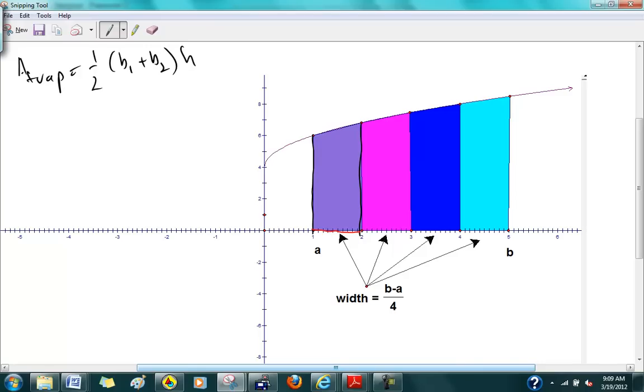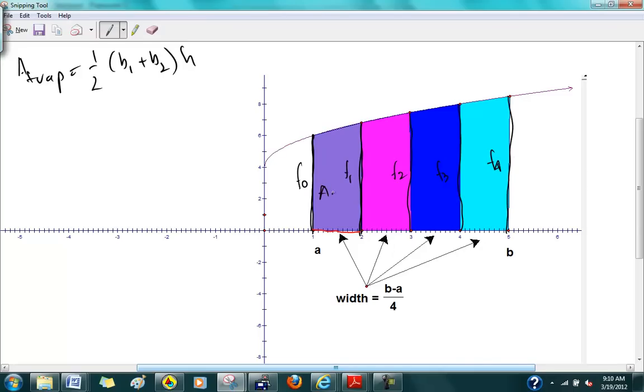Let's take a look at the different heights in here. So this guy is going to be F0. F0 meaning that for the first x value, it'll be whatever the function value is at that point. Is everybody with me on that? This is F1, this height here. And so on. This is F2. This is F3. And this is F4. So 4 trapezoids is what we've selected.